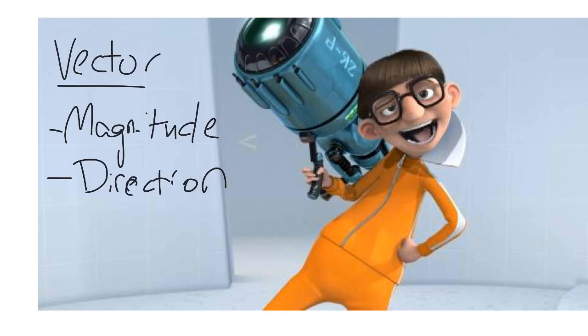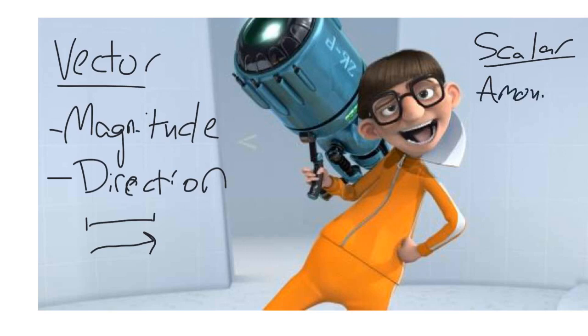And so a vector is a lot of times described as an arrow because not only does it tell us how long that arrow is, but it also tells us in what way it's pointing and what direction that measurement is happening in. As opposed to a scalar, where we only have amount, or magnitude.